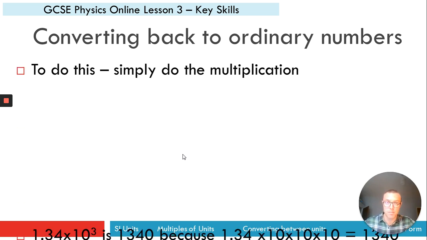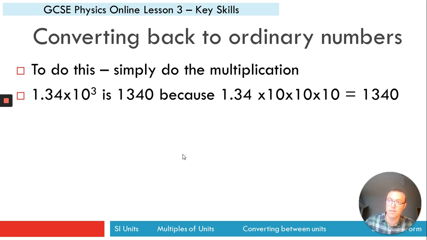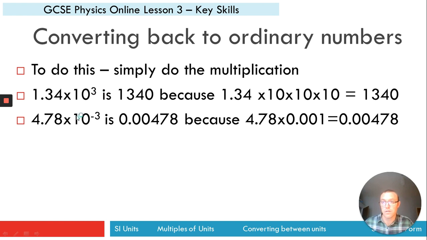To do this, simply multiply out. So for example, 1.34 times 10 to the power 3 in ordinary numbers is 1,340. Why? Because 1.34 times 10 times 10 times 10, which is 10 raised to the power of 3, is equal to 1,340. Another example, 4.78 times 10 to the power of minus 3 is 0.00478, because if we look at what 10 to the power of minus 3 is, we should see it's 0.001, minus 3, three zeros. Multiply those together and you get 0.00478.